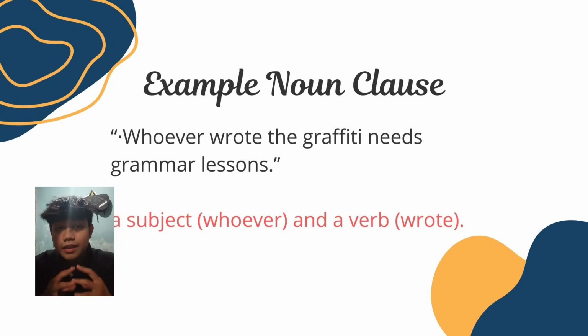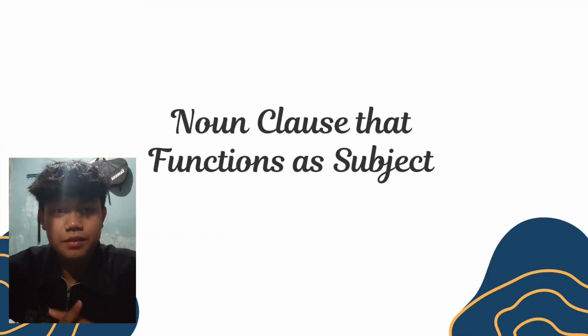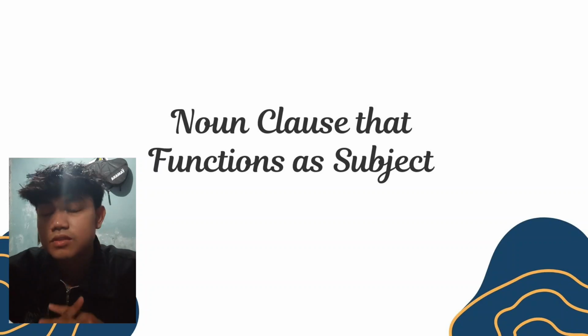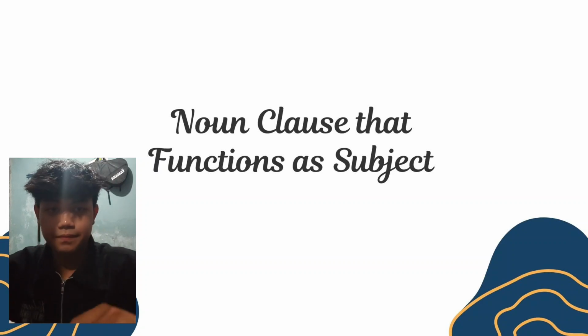Whoever wrote the graffiti needs grammar lessons. We can see the sentence has two clauses, an independent clause and a noun clause. The noun clause is the phrase whoever wrote the graffiti. The group of words works together as a single noun and includes both a subject, whoever, and a verb. A noun clause that functions as a subject is a type of clause that takes the place of a noun and performs the grammatical role of the subject within a sentence.